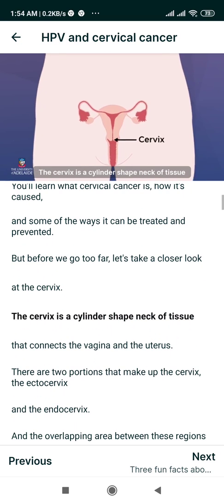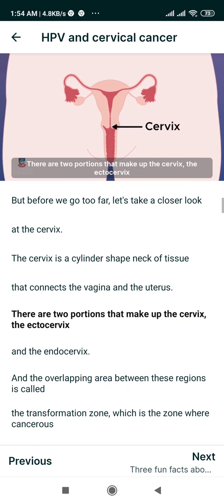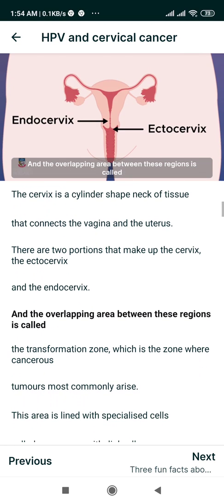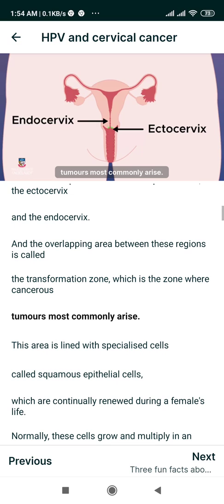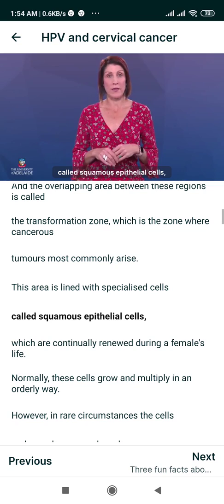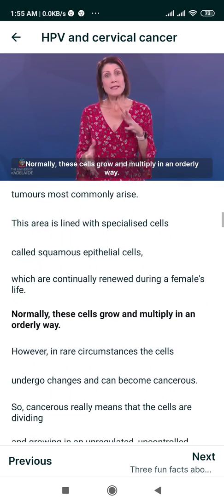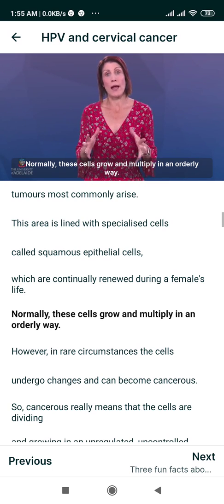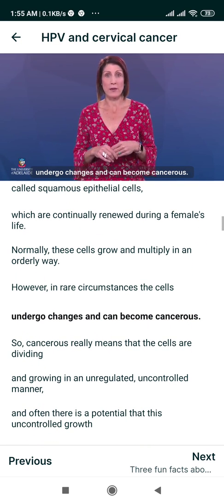The cervix is a cylinder-shaped neck of tissue that connects the vagina and the uterus. There are two portions that make up the cervix, the ectocervix and the endocervix. And the overlapping area between these regions is called the transformation zone, which is the zone where cancerous tumours most commonly arise. This area is lined with specialised cells called squamous epithelial cells, which are continually renewed during a female's life. Normally, these cells grow and multiply in an orderly way. However, in rare circumstances, the cells undergo changes and can become cancerous.